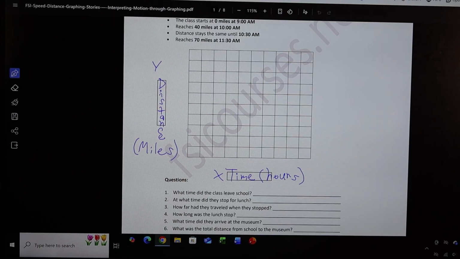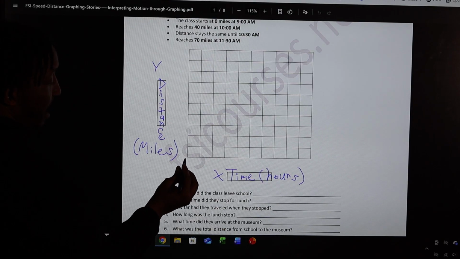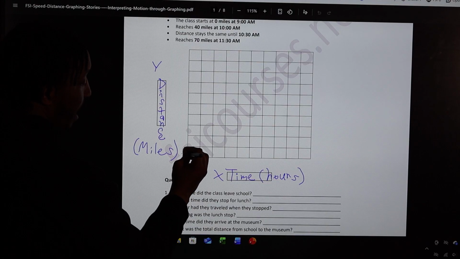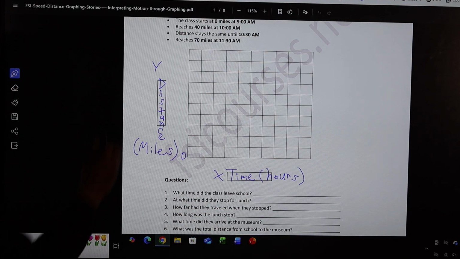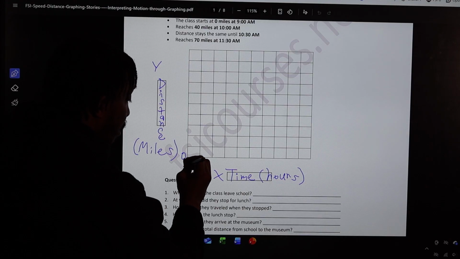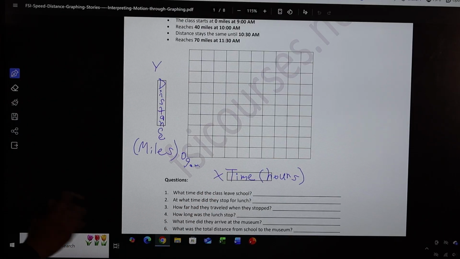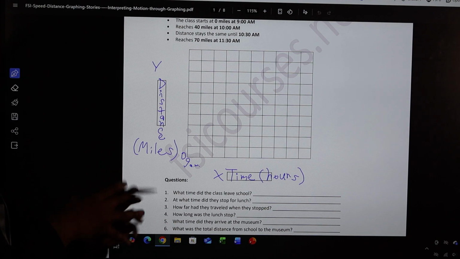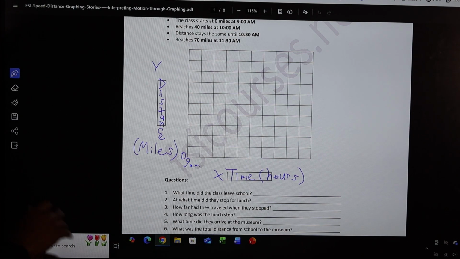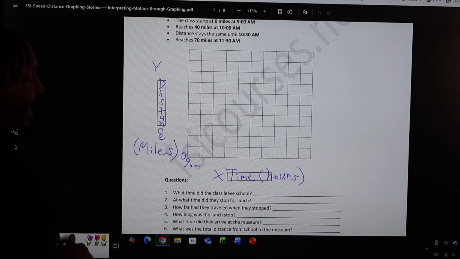So now the first thing it says is the class starts at 0 miles at 9 a.m. So that lets me know right here in this bottom left corner, we're starting at 0 miles. So I put a 0 right here, but the time is 9 a.m. Now I need to go over by equal increments so the graph won't be too small and won't be too large either. So I need to make sure that I have equal enough increments so we can clearly see the graph. So I'm going to go over every 4 spaces.